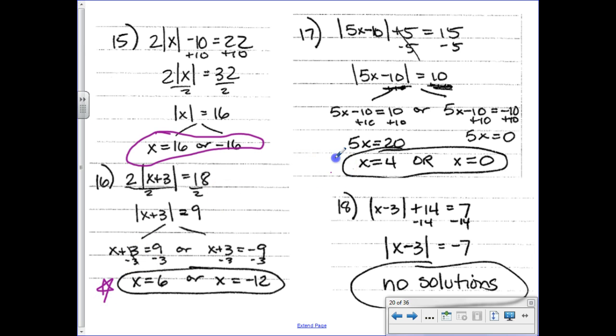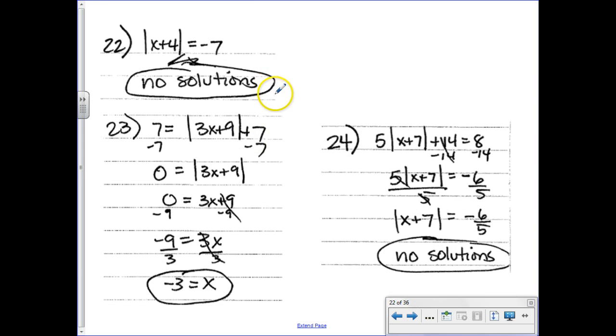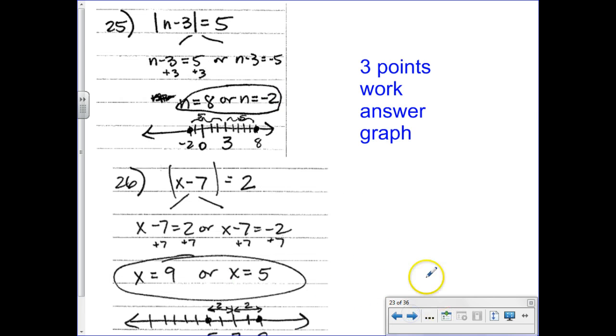16. 17, and here 18, again, you isolate your absolute value and it equals a negative. That's impossible, which is why 18 is no solutions. Here's 19. 20 leaves you with some fractions, and here's 21. 22 also is an impossibility, so you write no solutions. Here's 23. And 24 ends up being no solutions.